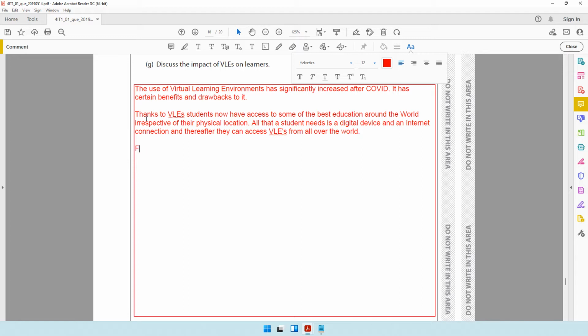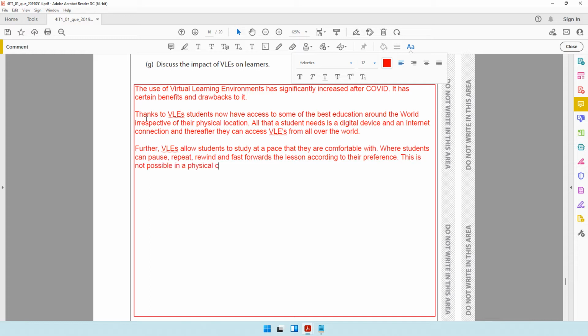Okay, further, VLEs allow students to study at a pace that they are comfortable with, where students can pause, repeat, rewind and fast forward the lesson according to their preference. Okay, this is not possible in a physical classroom. So this is another benefit that I have spoken about, the fact that students can study at a pace that they are comfortable with.